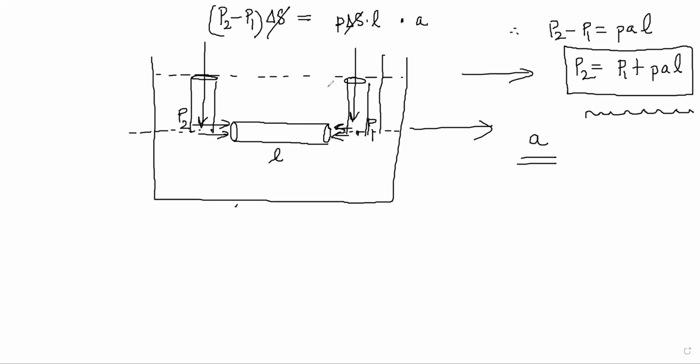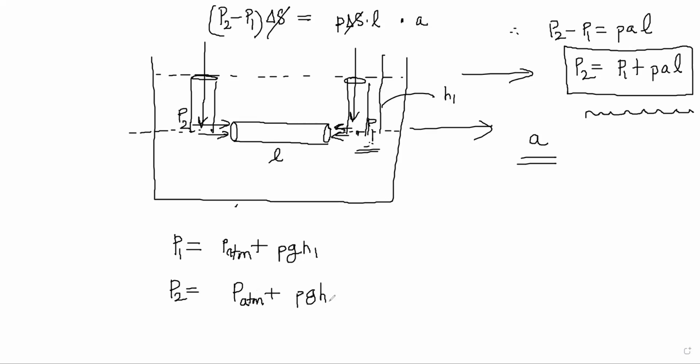So basically what you should have is P1 is equal to P ATM plus rho G H1, right? This is H1, let's say. And P2 should be equal to P ATM plus rho G H2, right? That should also be true, no? Because if you take a vertical column, this should happen, right?